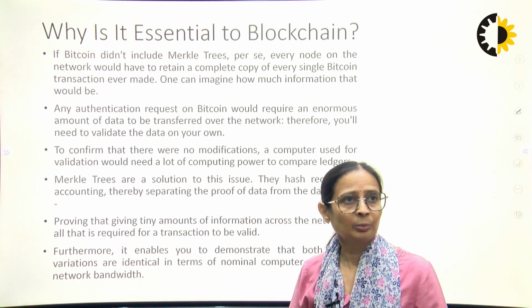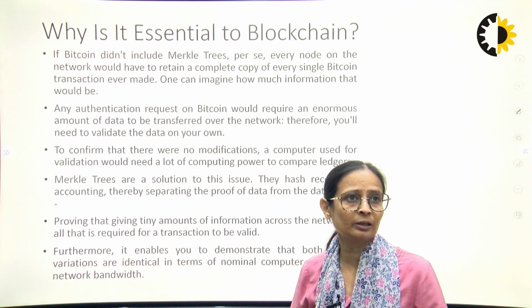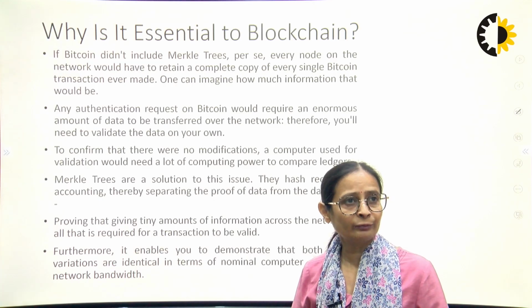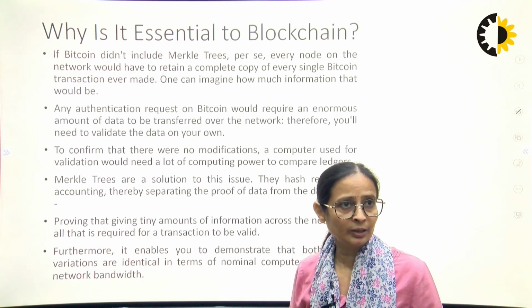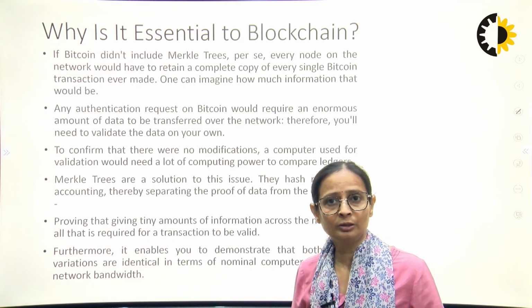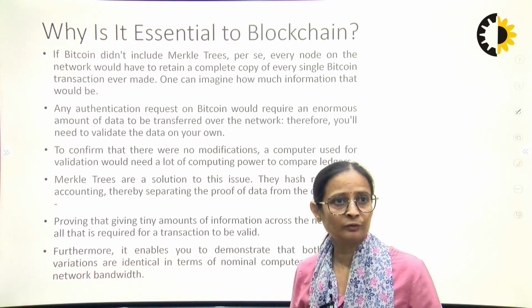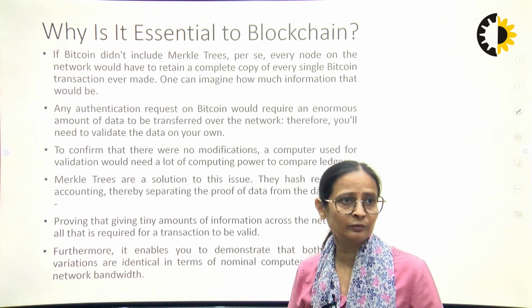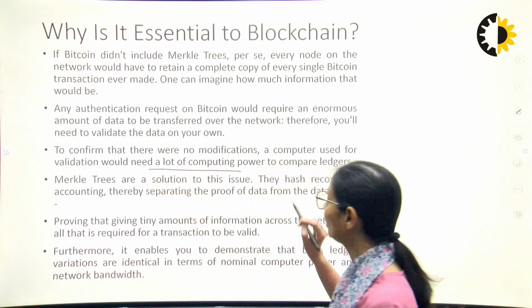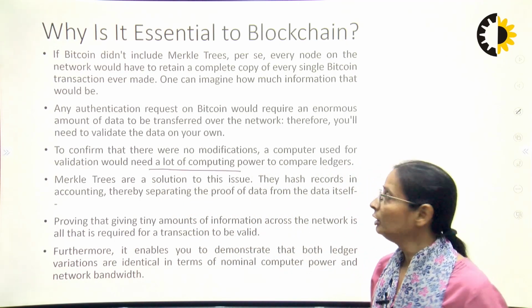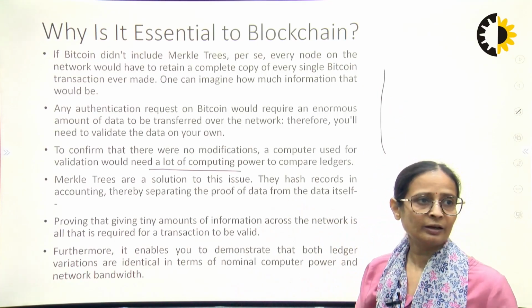Why are we saying that the Merkle root or the Merkle tree is essential to blockchain? If Bitcoin didn't include the Merkle trees, every node on the network would have to retain a complete copy of all the Bitcoin transactions that have been made, and it is very unmanageable to manage such a vast amount of data on that node. Any authentication request on Bitcoin would require an enormous amount of data to be transferred over the network. To confirm that there were no modifications, a computer used for the validation would need a lot of computing power, and that is why for all these problems we are having a Merkle tree.